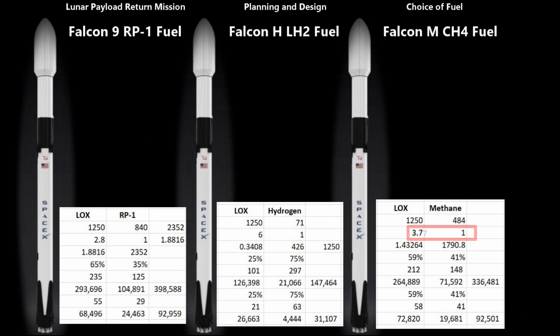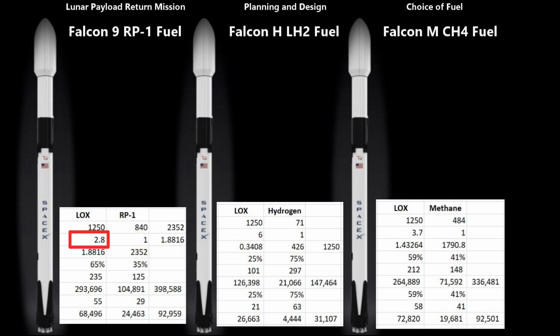If we do the math on these like we did in the previous lesson, we see that for the Falcon 9, the density of liquid oxygen is about 1,250 kilograms per cubic meter, while that of RP1 is about 840 kilograms per cubic meter. We said the oxidizer-to-fuel ratio for RP1 is about 2.8, so for every 1 kilogram of RP1, we need 2.8 kilograms of liquid oxygen.